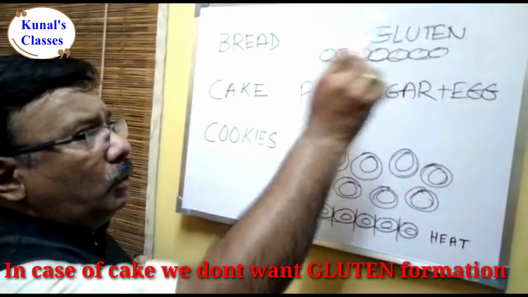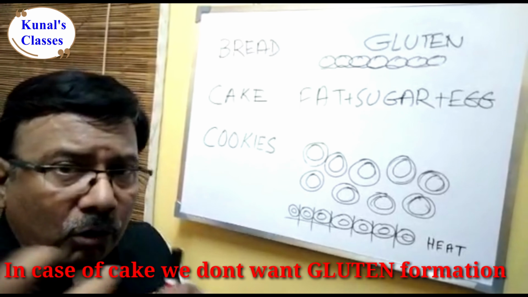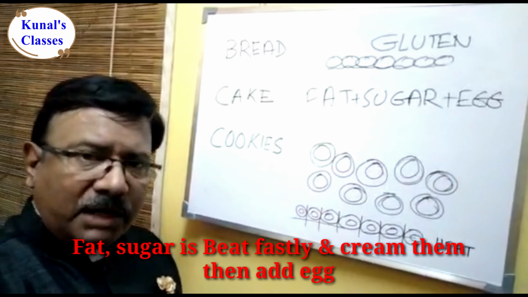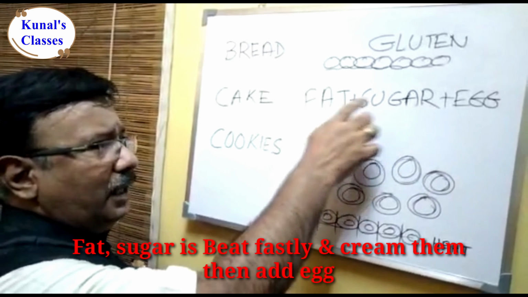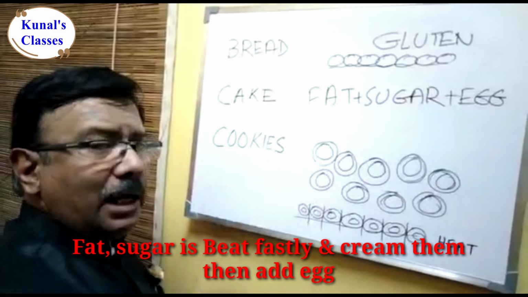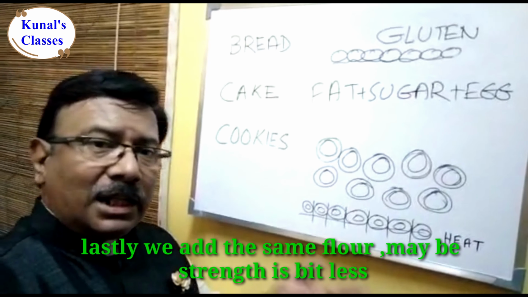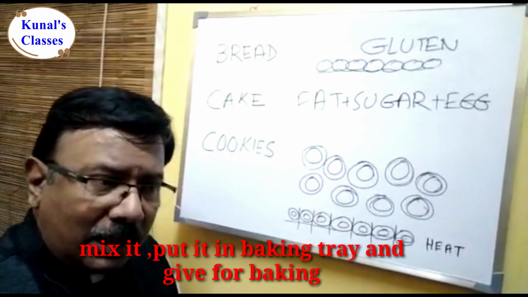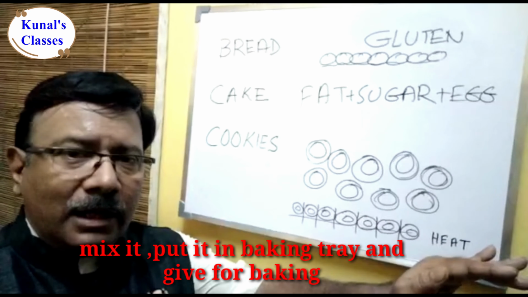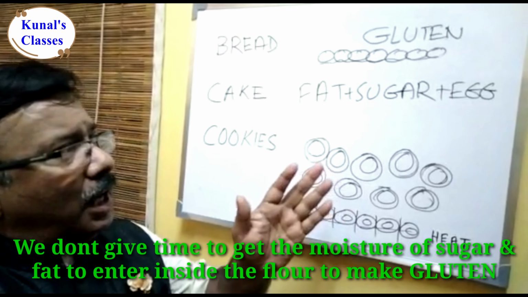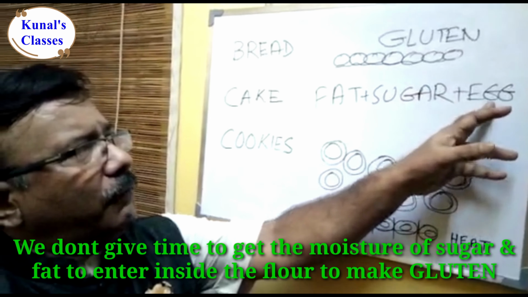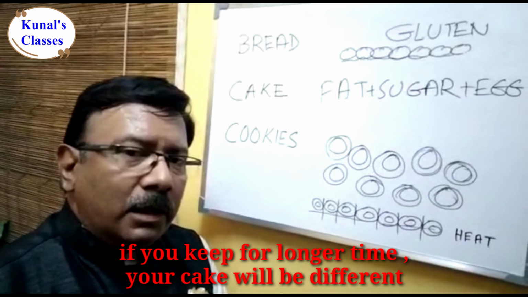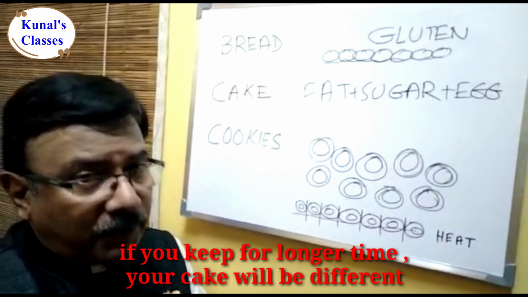In case of cake, we don't want gluten formation, otherwise the cake will be chewy. So what do we do? We take fat, sugar and egg, we beat fast, nicely, fat and sugar, cream them, then add egg. Lastly we add the same flour, maybe strength is a little bit less, and we mix it, put it in baking tray and give for baking. We don't give time to get the moisture of sugar and fat to enter inside the flour and to make the gluten. If you keep it for longer time, your cake will be a different cake.